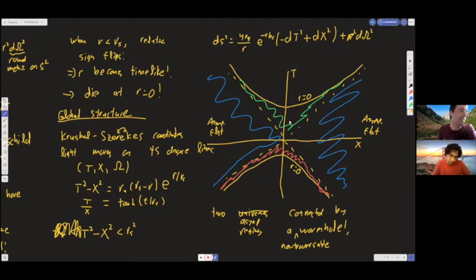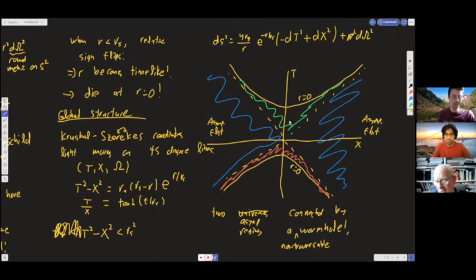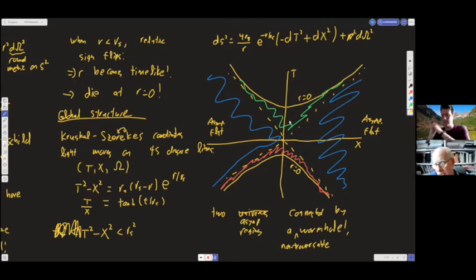So there's another question by Vincenzo. Yes, so almost the same. I was not able to understand why you cannot go from one zone to another through the wormhole.